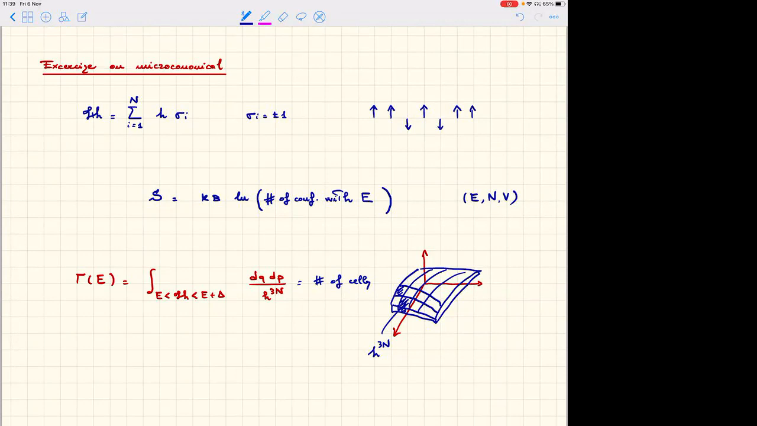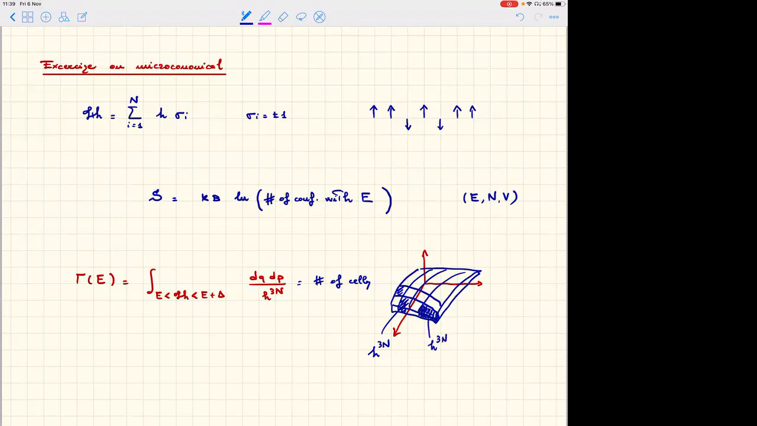Yes, it is. Sorry. What is h? Is it h to the power 3n, the volume of one cell, in this picture? Yes, h to the power 3n is the volume of one cell. It is the volume of one of these guys.